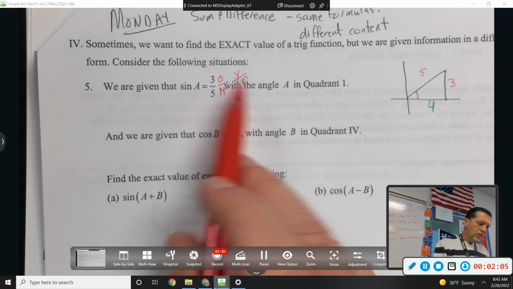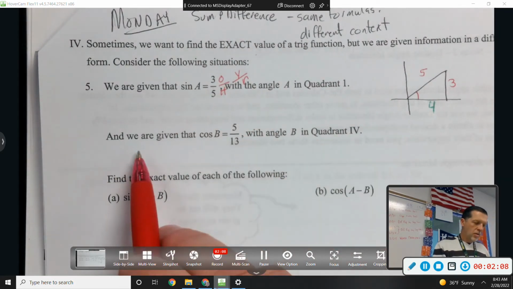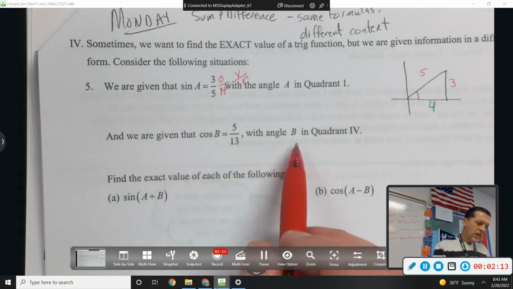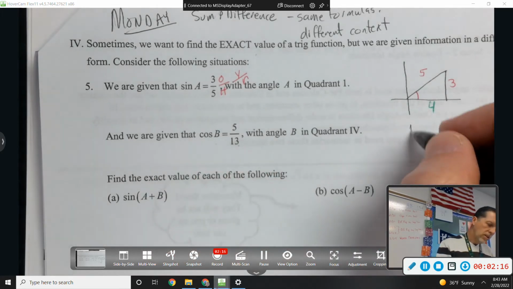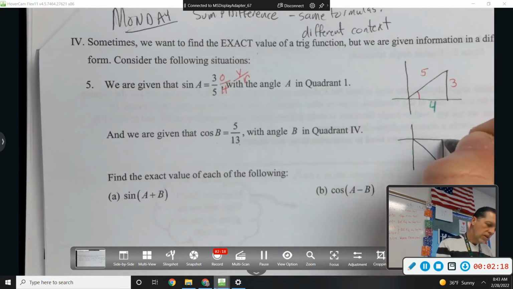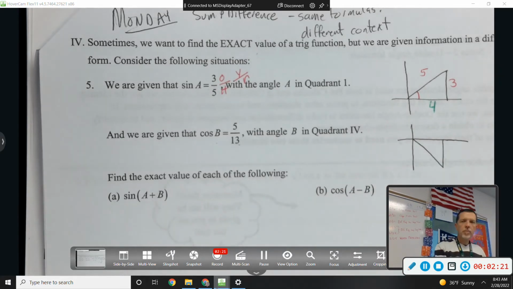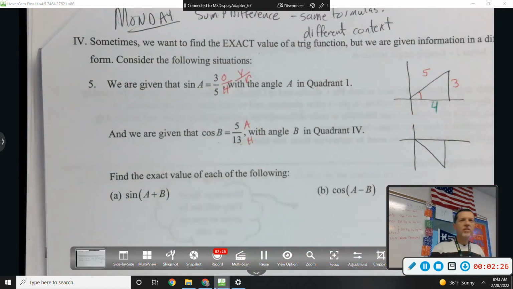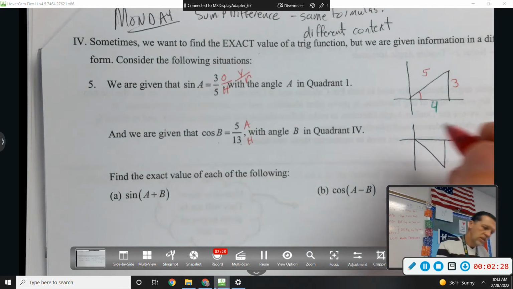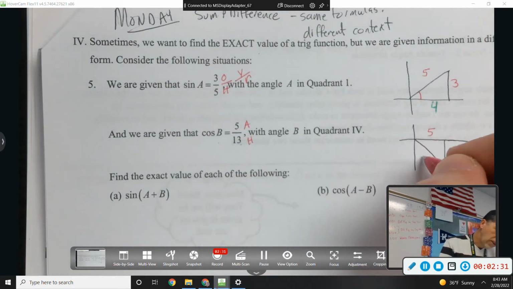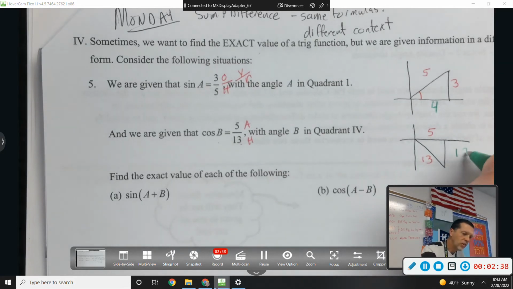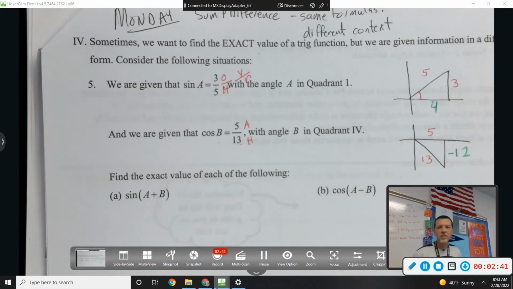All right, so that's sort of part 1 of the given information. Part 2 of the given information, cosine of B equals 5/13, angle B in quadrant 4. Cosine is SOHCAHTOA, adjacent over hypotenuse. So the adjacent is 5, the hypotenuse is 13. What's my missing side? Yeah, careful. 12, but negative 12 because it's going down.